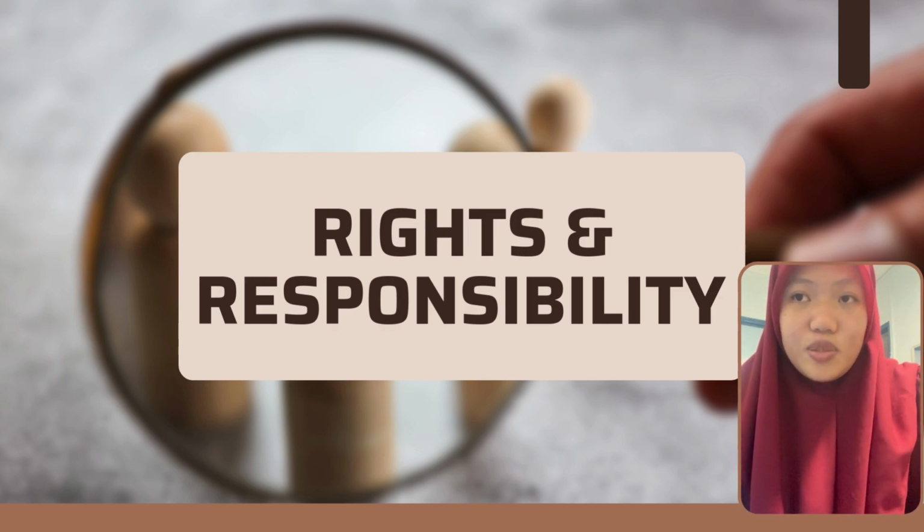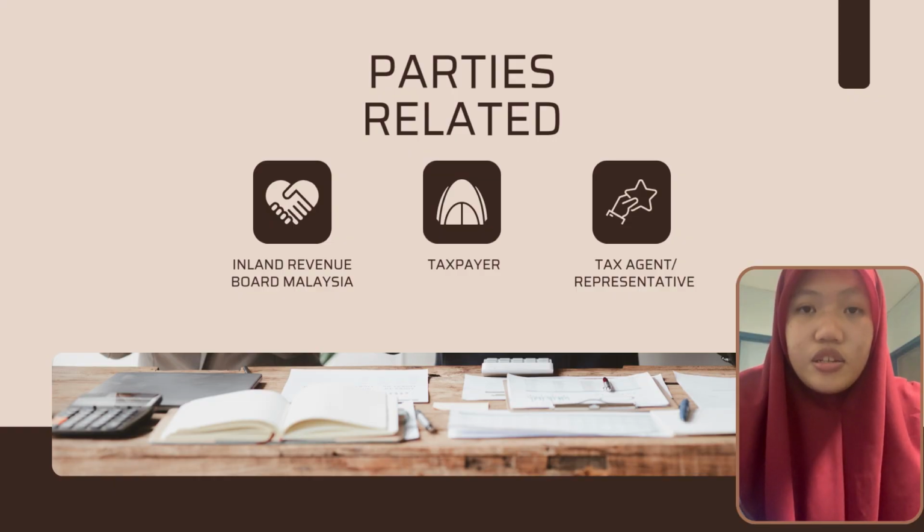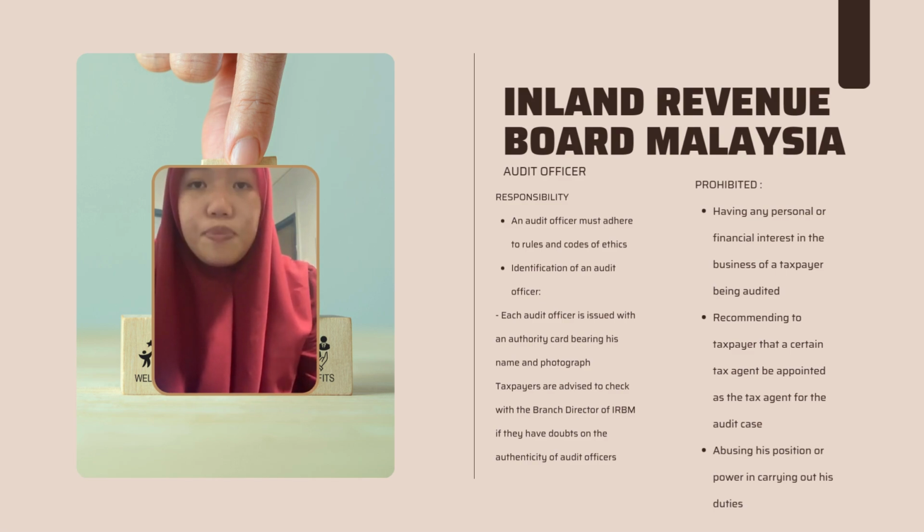Next is the rights and responsibilities for related parties, which are the Inland Revenue Board Malaysia audit staff, the taxpayer, and the tax agent or representative. The first party is Inland Revenue Board Malaysia, which is the audit officer. The responsibility is that the audit officer must adhere to rules and codes of ethics. For identification, each audit officer is issued with an authority card bearing his name and photograph.